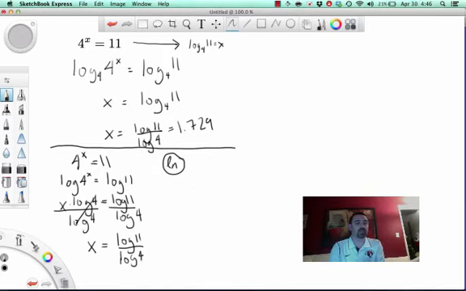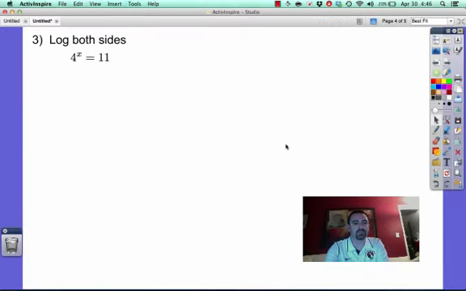The other thing I like about this method is that you don't have to use the change of base formula as we did from here to here. Instead, I automatically get that ratio at the end without having to use another formula. Okay, so that's the way I like to do it, is to take log base 10 of both sides. Okay, let's look at the last example. So this was the example where we log both sides.